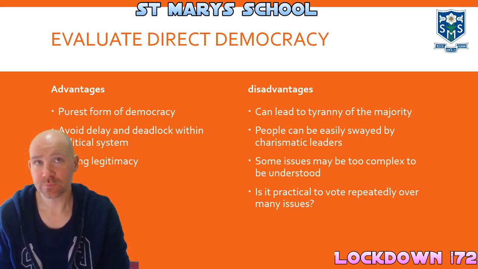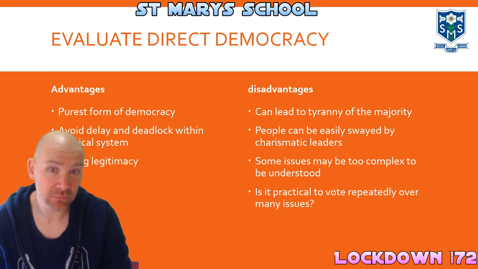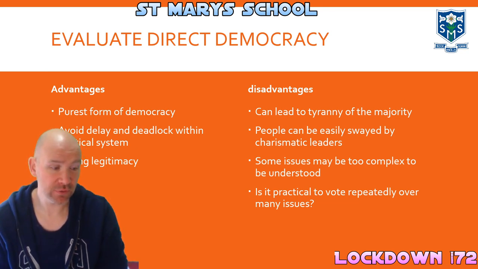So the other issue with direct democracy is that sometimes you have to vote for sad things. Like, would people really vote for lockdown? Would people really vote to close schools? But have these things maybe been necessary for our own good? Sometimes you have to vote for bad things.